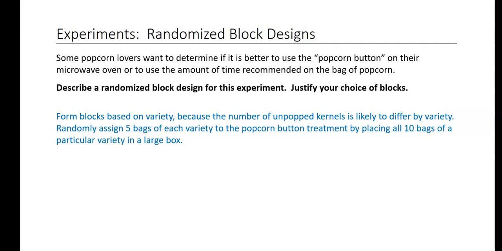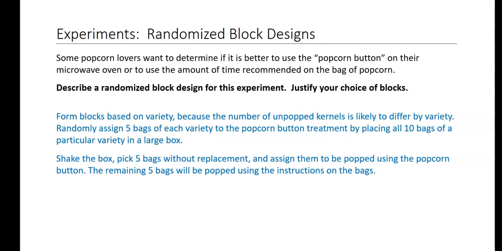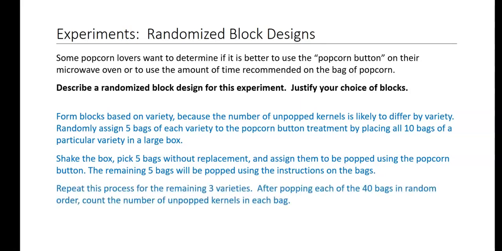Randomly inside of each block, so there's 10 of each type of popcorn, you're going to randomly choose or assign 5 bags to get the treatment, the button, and then 5 will get the timed thing that comes from the box. So shake the box. You don't have to number the 10 in each one if you don't want to, because they don't really have names. So you can just put them in a hat or a box or something, shake it up to randomize, and then pick 5 of them to get the button, and then 5 of them get the timed amount that it says on the back.